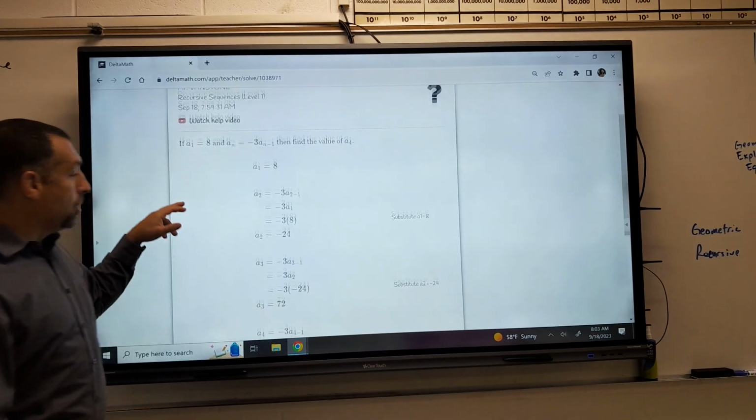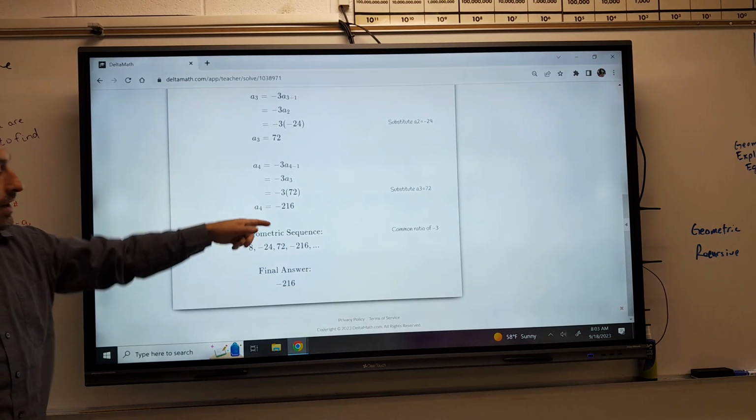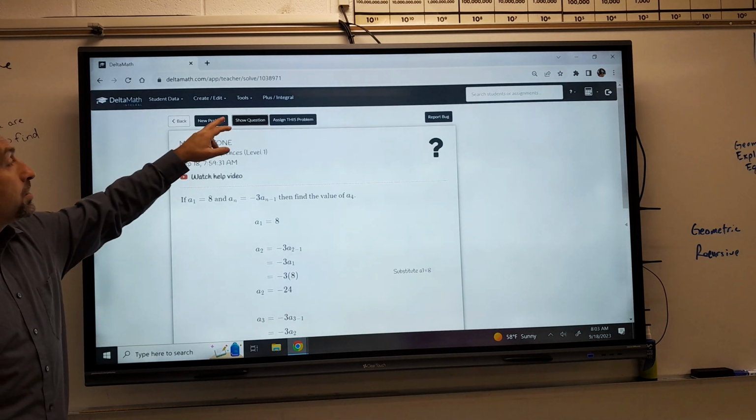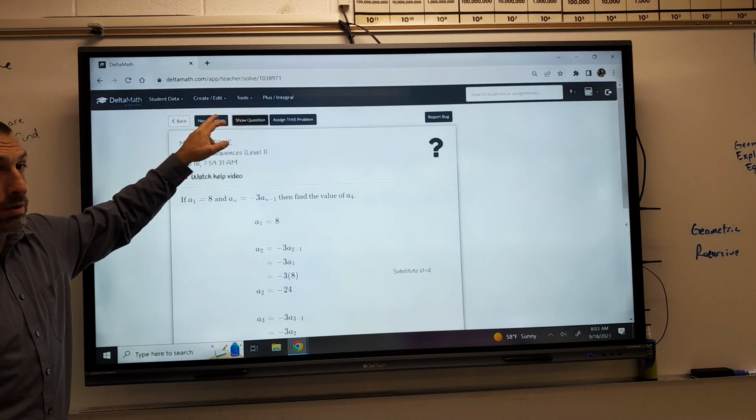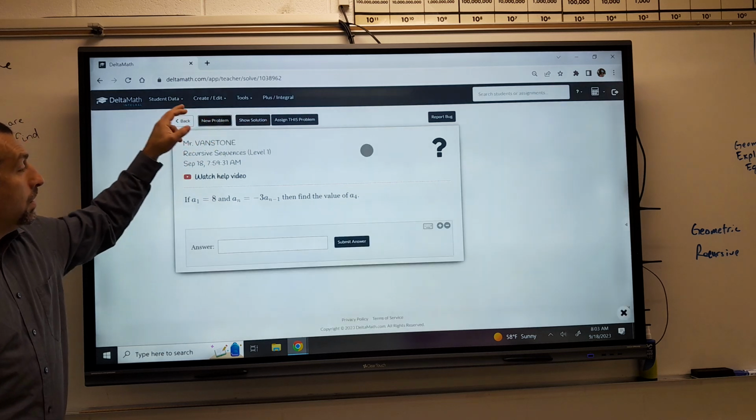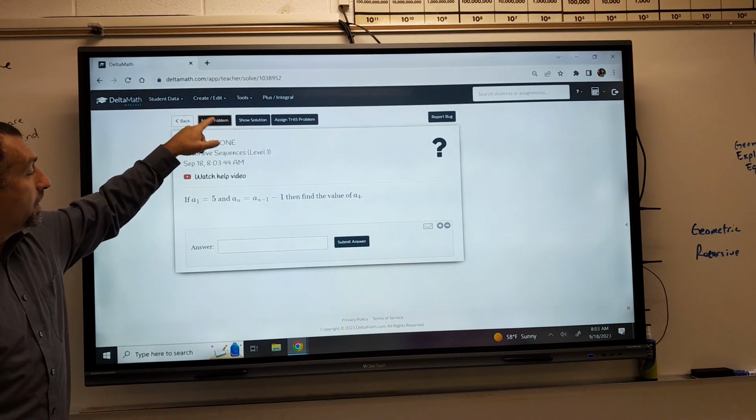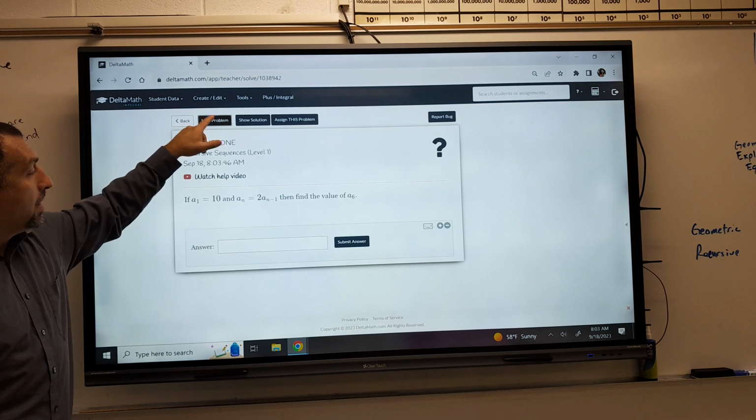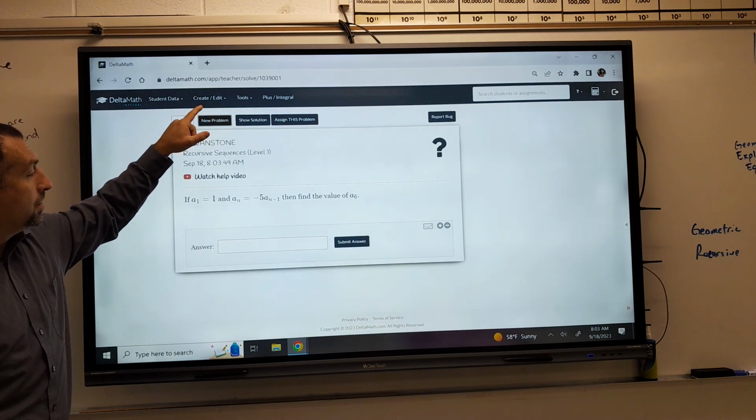We'll clear this thing out. See what they got. They multiplied by the -3 each time. They got -216. Good job. Does everybody understand the premise for what we're doing here? Okay. Let's see if they've got anything more confusing than that. They're not even multiplying by fractions.